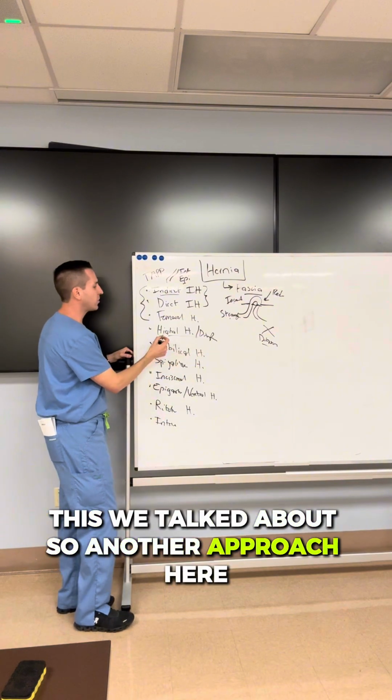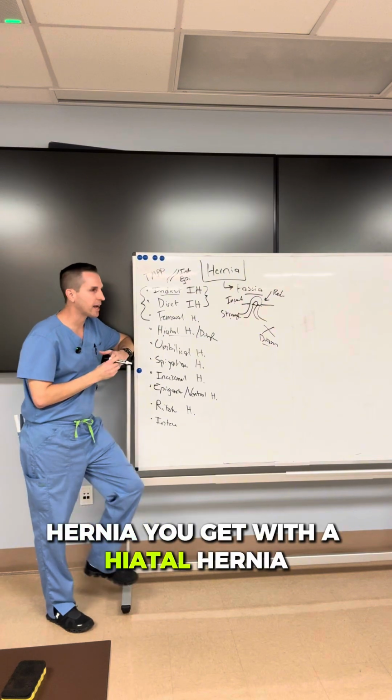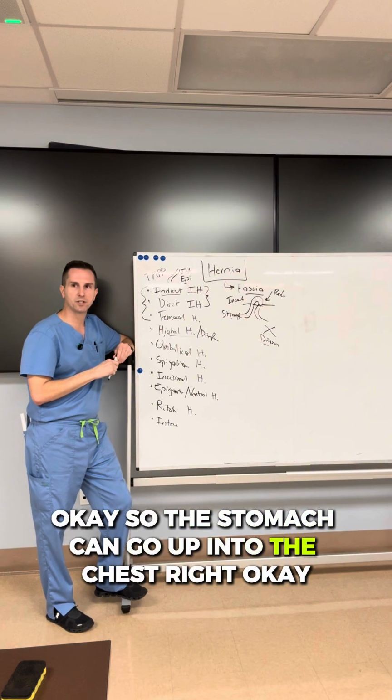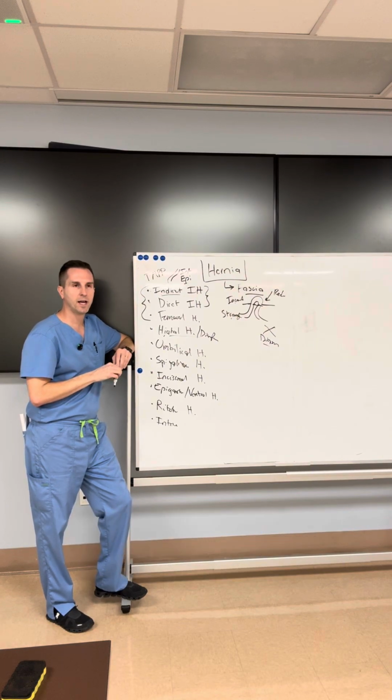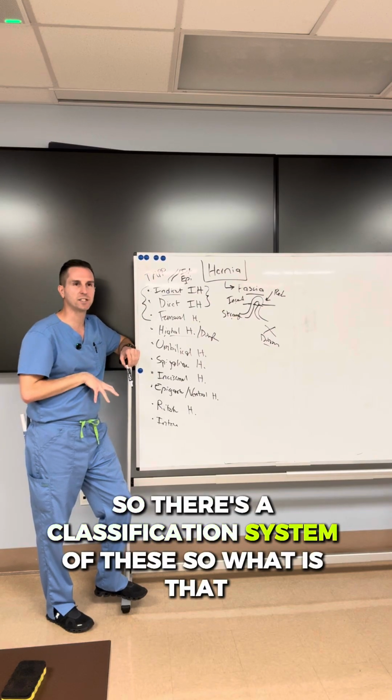So another approach here. So now what's the type of hernia you get with a hiatal hernia? And your stomach can go up. Okay, so the stomach can go up into the chest, right? Okay. And then there's the bowel. So there's a classification system of these. So what is that?